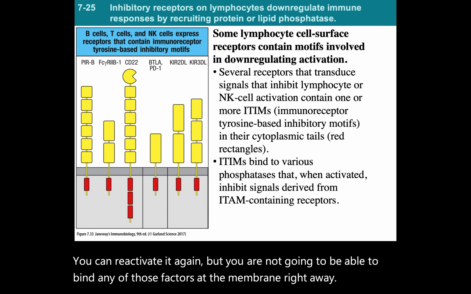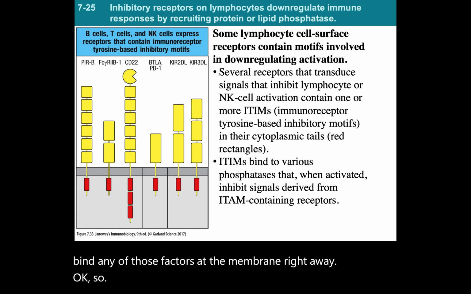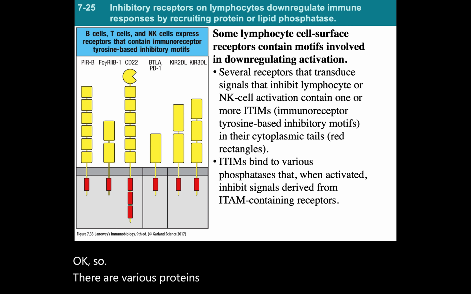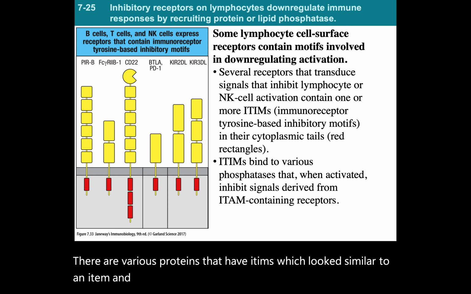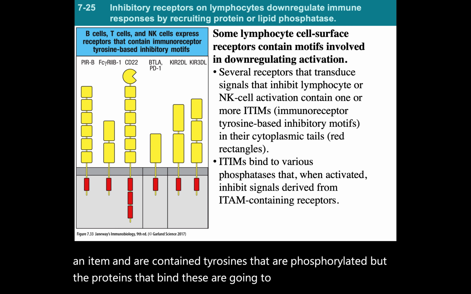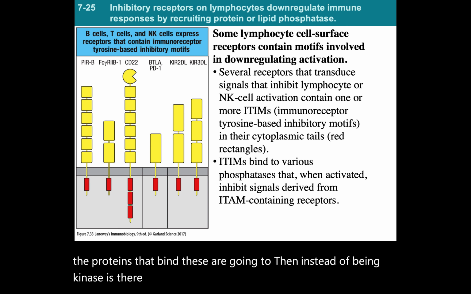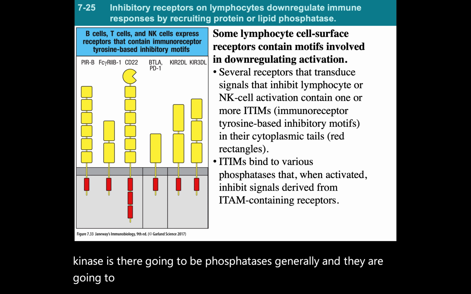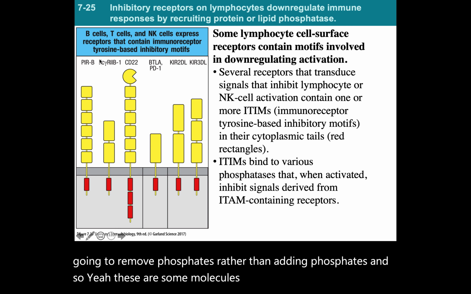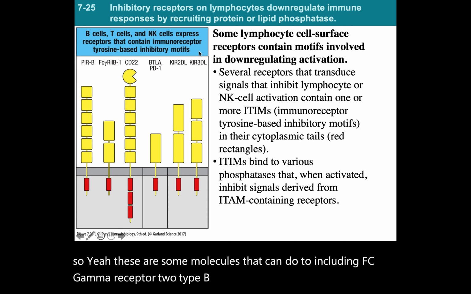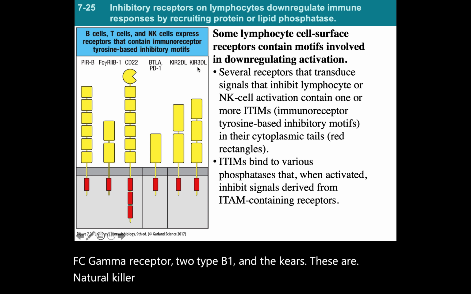Okay, so there are various proteins that have ITIMs, which look similar to an ITAM and contain tyrosines that are phosphorylated. But the proteins that bind these are going to then, instead of being kinases, generally be phosphatases. And they are going to remove phosphates rather than adding phosphates. And so, yeah, these are some molecules that can do that, including Fc gamma receptor 2 type B1 and the KIRs. These are natural killer cell immunoglobulin-like proteins.